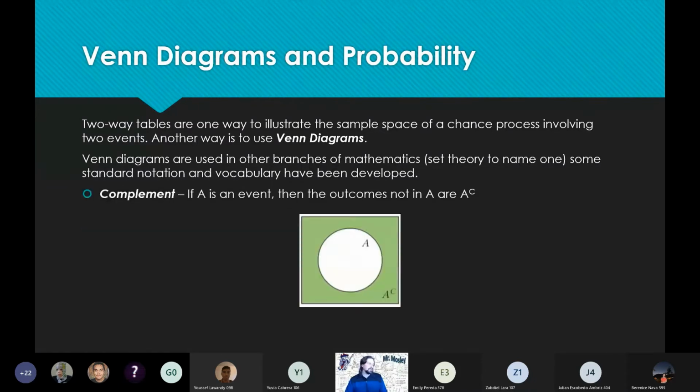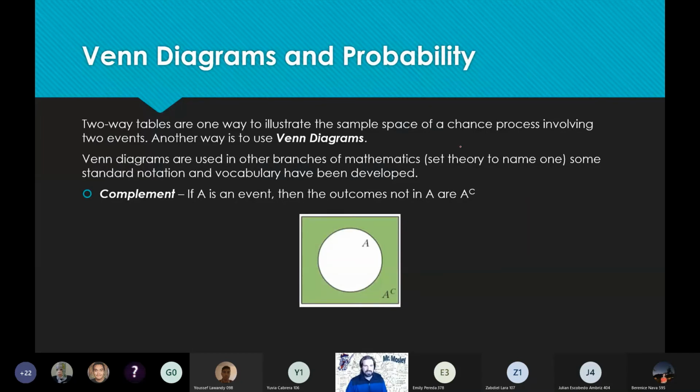That's kind of nice. Complement. This was introduced on Tuesday's class. If A is an event, then the outcomes not in A are A complement, or A superscript C. This is a common notation in probability, but also in other areas of mathematics, to use that superscript C to refer to the complement of an event or of a set of outcomes.